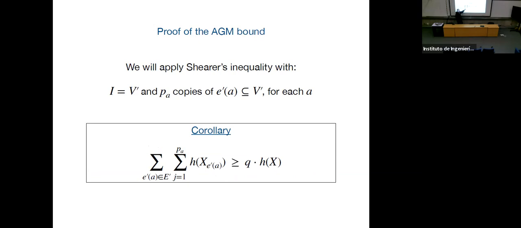If we sum over all edges of H, P sub A times, because that's the number of times we have replicated this set, the entropy of this variable will be at least Q times the entropy of this variable. Yeah? Sorry. It's clear? Inequality? Yeah.